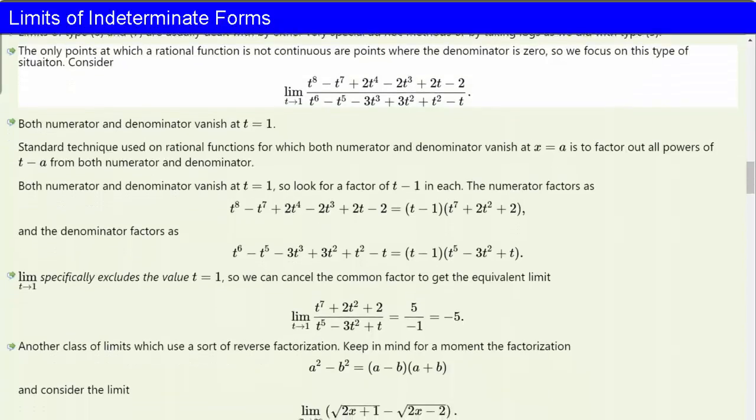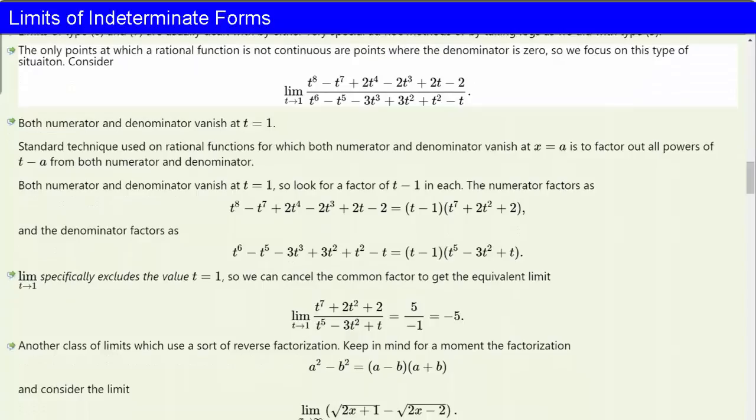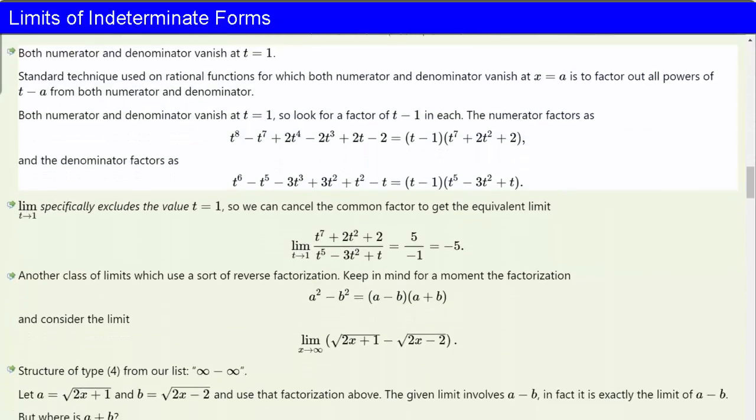Let's start with rational functions, since polynomials are continuous everywhere and so offer no challenge. The only points at which a rational function is not continuous are points where the denominator is 0, so we focus on this type of situation. As an example, consider the limit as t tends to 1 of the 8th degree polynomial over a 6th degree polynomial as written. Both numerator and denominator vanish at t equal 1.